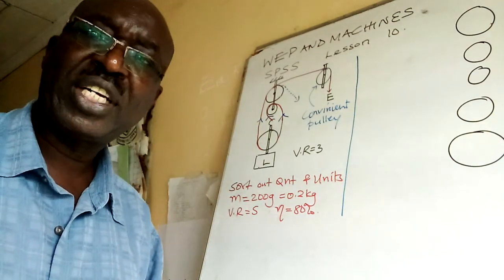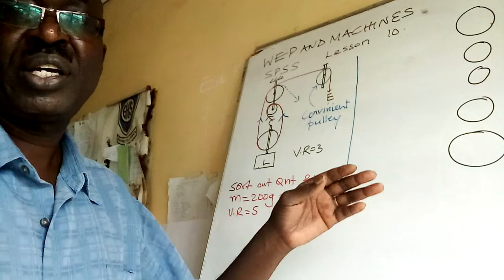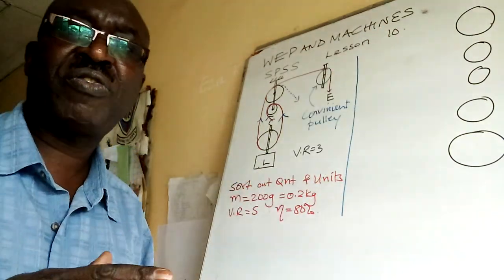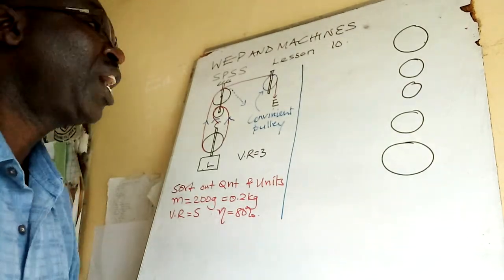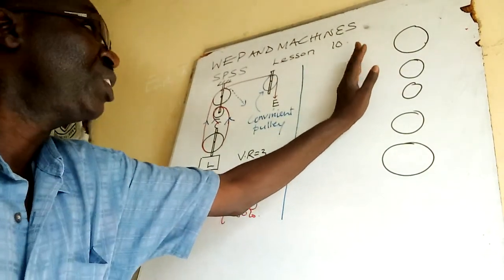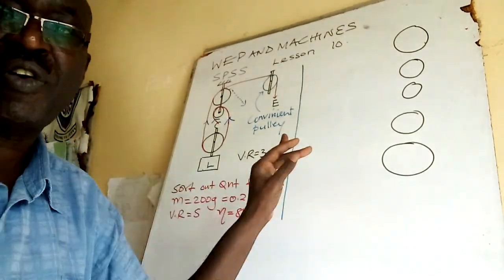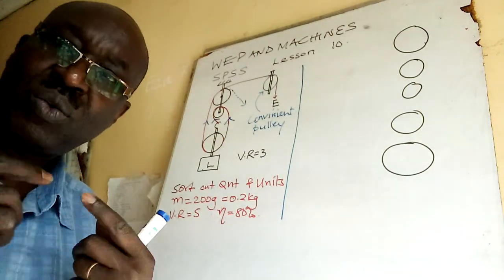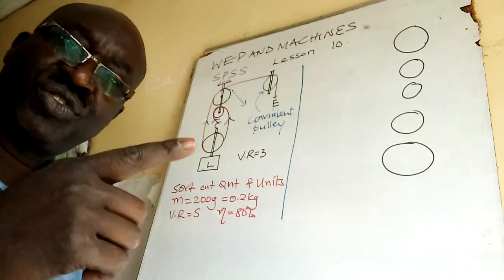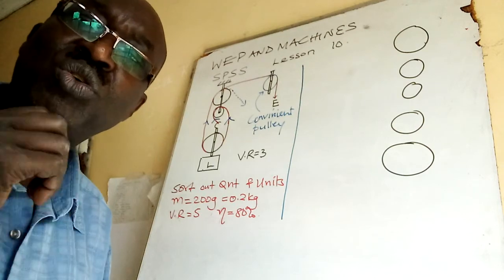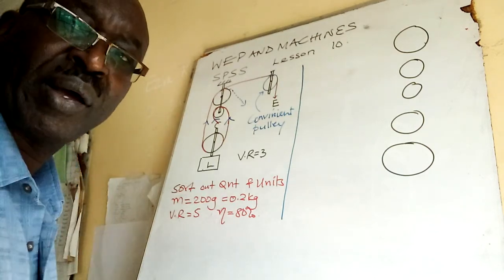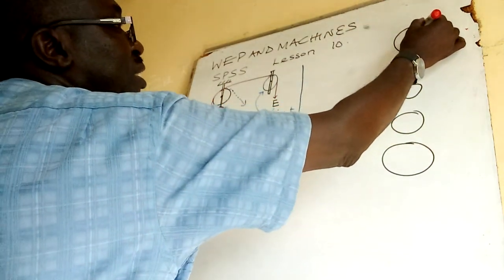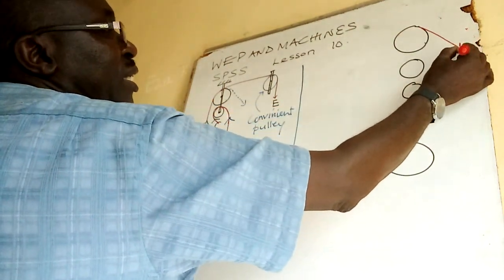Come to what I gave you to try, the assignment. I have a set of 5 pulleys here. Let me focus a bit on this side. I have a set of 5 pulleys, 1, 2, 3, 4, 5. So I want to show you how to put a string round and also how to determine velocity ratio. I will use the red pen. So let us start the way I suggested.